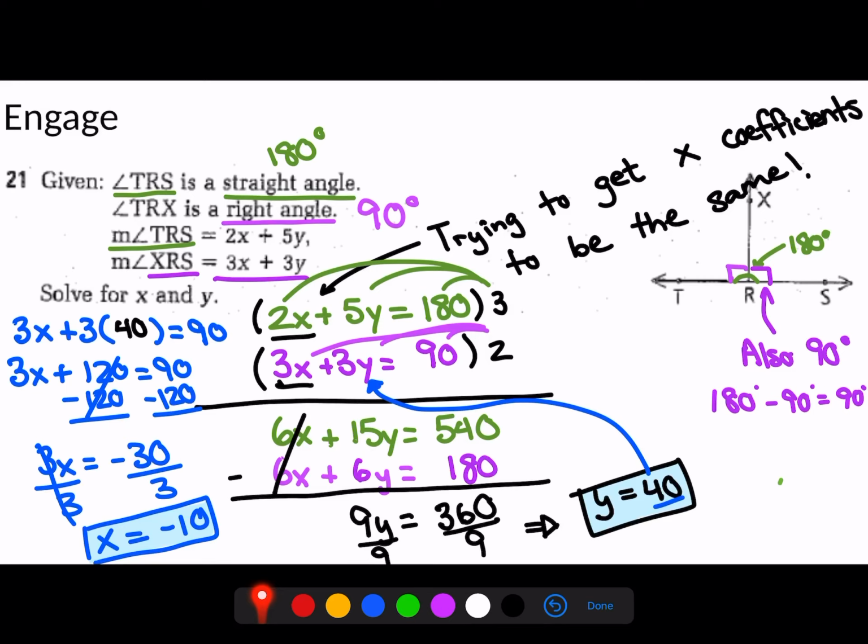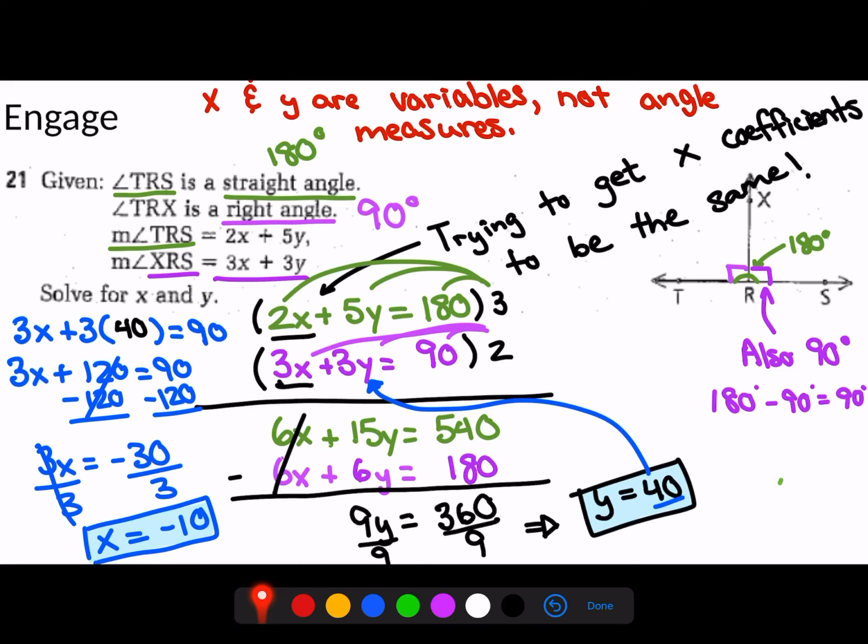All right. Now that we've answered our question, let's go ahead and jump into some definitions. It's important before I move on that I note that x and y are not angle measures. They're not the angle measures that we're dealing with, but they're the variables within the angle measures. So keep that in mind. These variables are not actually angle measures here. They're just variables. They're just unknown numbers.